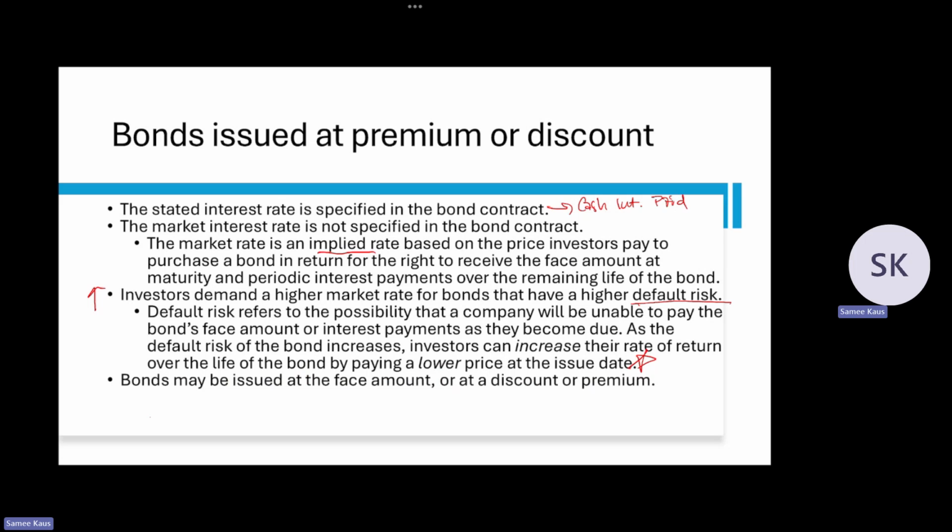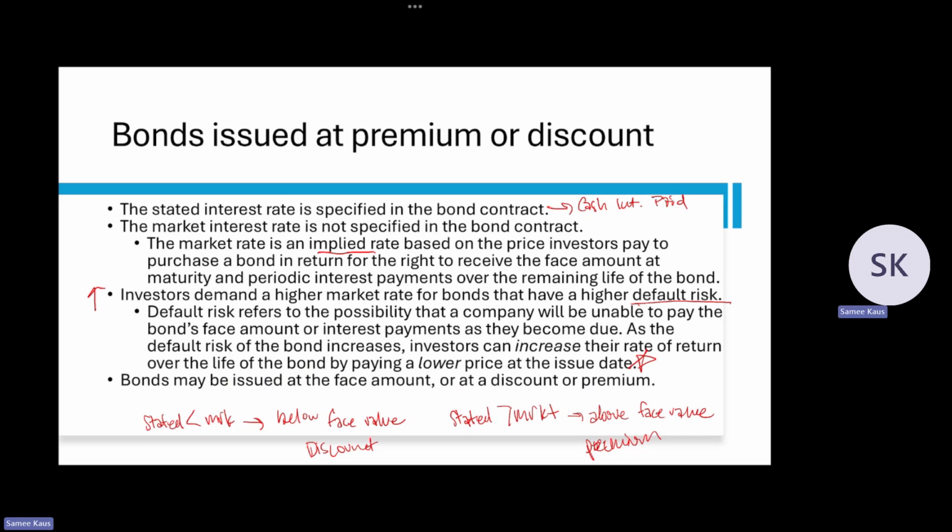So if a bond's stated rate is less than the market rate, okay, what that means is that they will issue below face value. So they issue below face value, and that means we are going to have something called a discount. Now, if the bond's stated rate is greater than the market rate, then the bonds are going to issue above face value. So they issue above face value. And then we are in something called a premium.